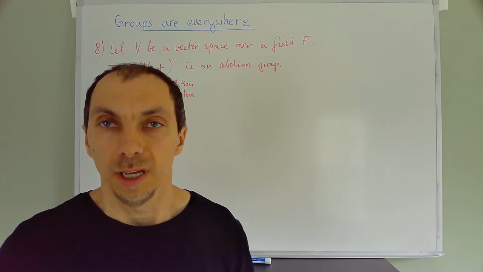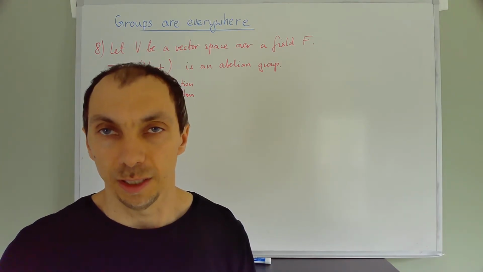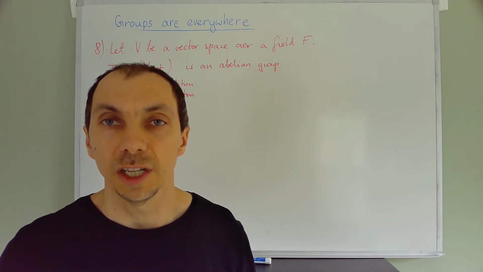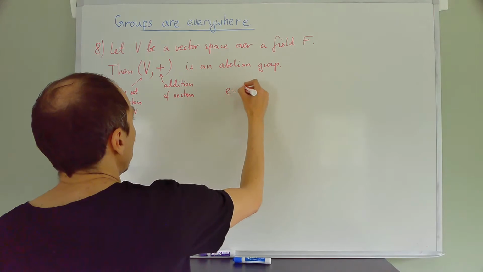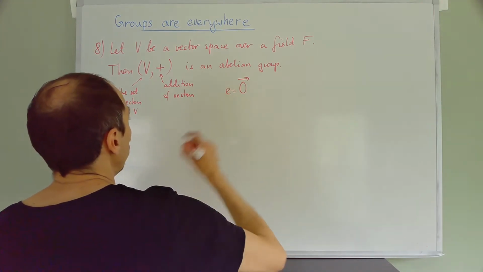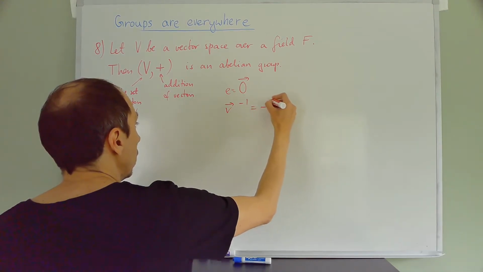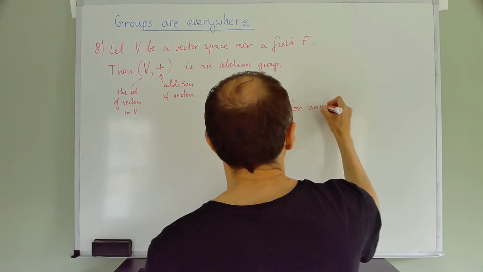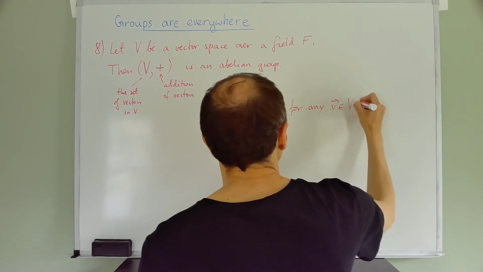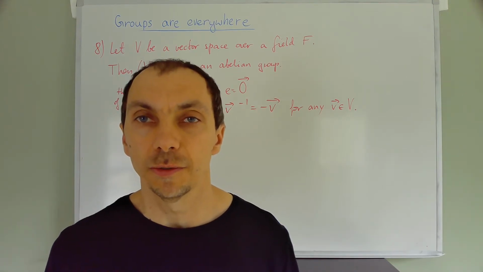Why? Well, addition of vectors is a binary operation. It's associative by definition. There is the identity, namely the zero vector. So E would be the zero vector. And what's the inverse to any vector? That's just the negative of that vector, for any vector V in V. So again, a huge family of groups.